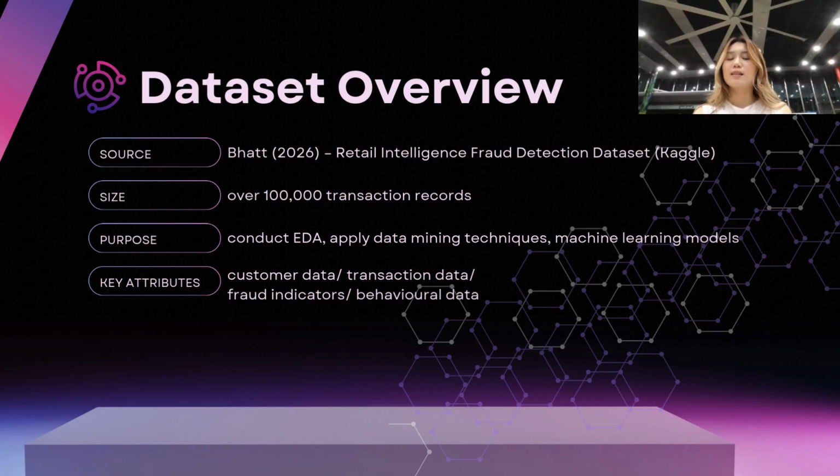To answer these analytical questions, we use the Retail Intelligence Fraud Detection Dataset published by BAT 2026 on Kaggle. This is a comprehensive dataset containing over 100,000 transaction records, giving us a solid sample size for robust analytical modeling. Our primary purpose with this data is to conduct exploratory data analysis, EDA, apply core data mining techniques, and train machine learning models. In terms of key attributes, the dataset covers four critical areas: customer profile data, individual transaction details, specific fraud indicators, and behavioral data, giving us a complete 360-degree view of user activity.